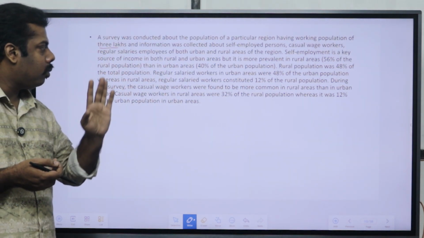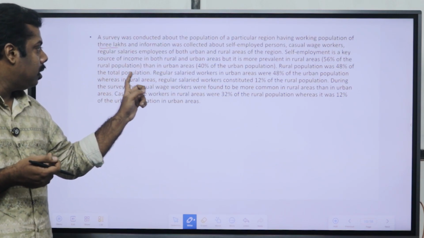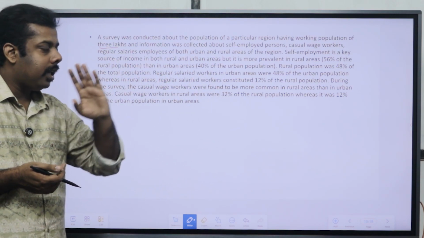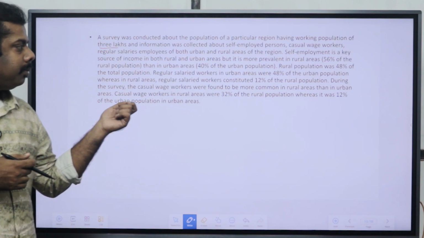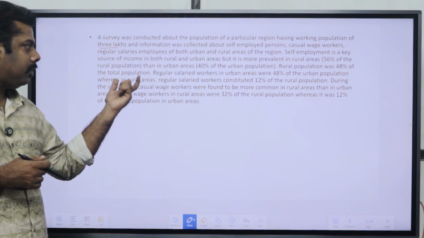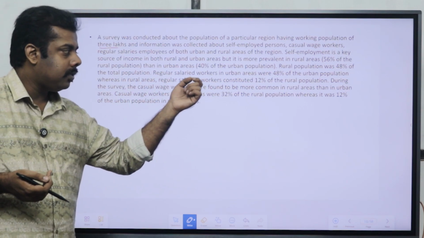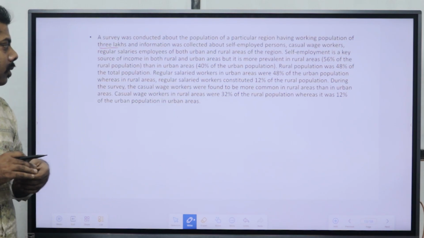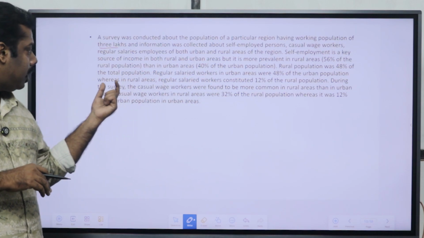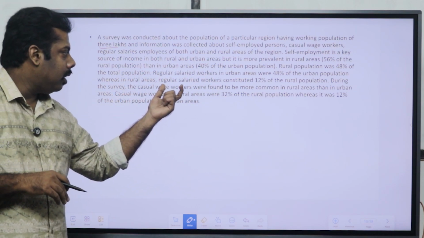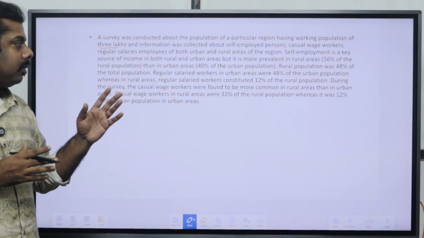Self-employment is more common in rural areas, close to 56% of the population, than in urban areas, where it is only 40%. Regular salaried workers constituted 48% of the urban population, whereas in rural areas regular salaried workers constituted only 12% of the rural population.